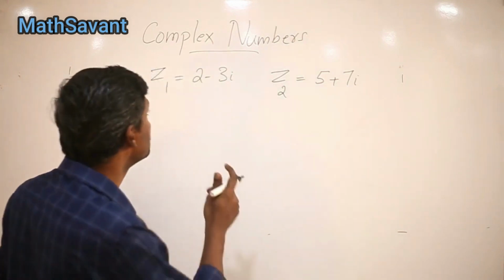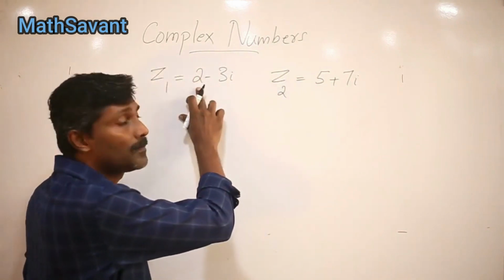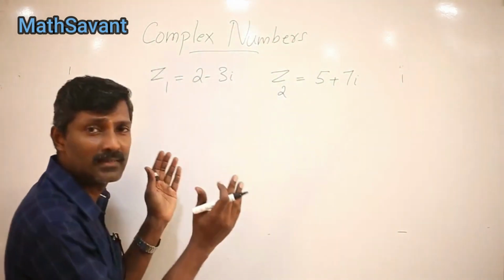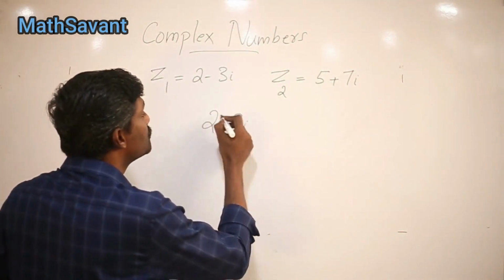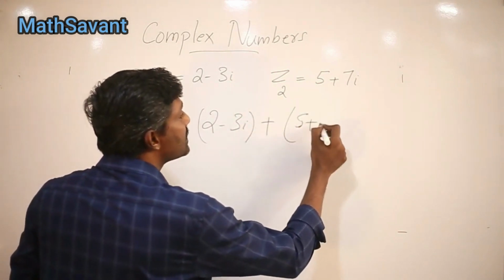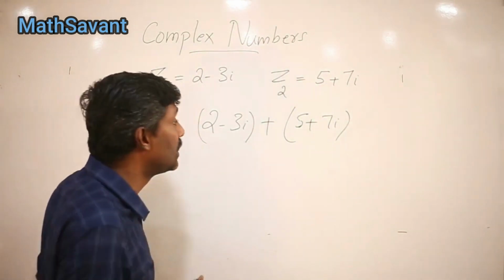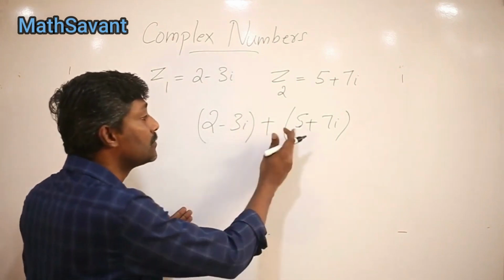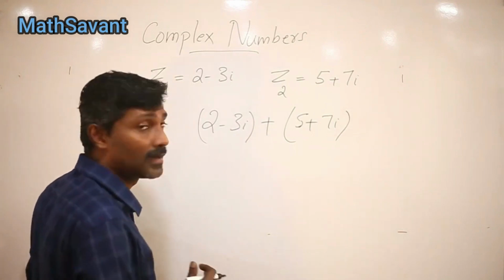Very simple. You just take the two real parts. Which is the first real part? It is 2. Which is the second real part? It is 5. So add these two numbers. I will write it in brackets. So 2 minus 3i plus 5 plus 7i. This is what we are supposed to do. We are adding these two complex numbers. We add the corresponding numbers. That is, the real numbers, you add them. The imaginary numbers, you add them, and you will get the answer.